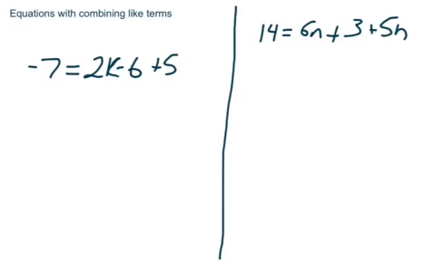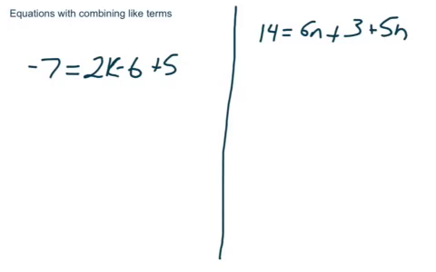So today we're going to talk about solving equations that also involve combining like terms. Whenever we're solving equations, our goal is to try to simplify the equation as much as we can at the beginning to make it easier to solve. I'm going to start with the equation on the left: negative 7 equals 2k minus 6 plus 5.